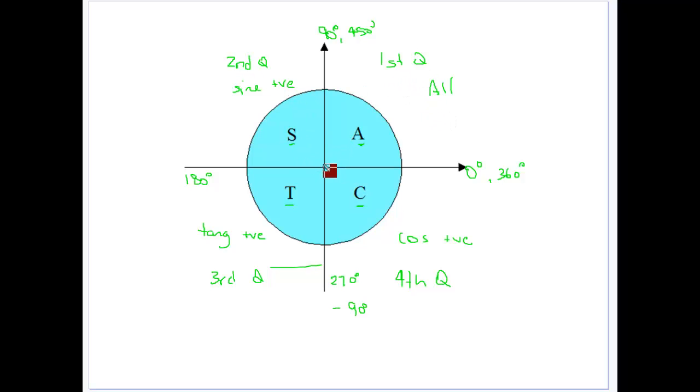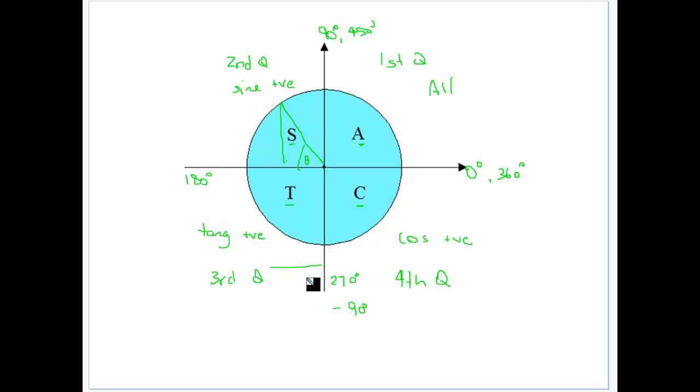And then in the second quadrant, because we have a negative x value and a positive y value, sine will be positive. Remember, we're taking the triangle here, so the opposite is positive and the adjacent is negative, so we're going to have negative cosine and negative tangent because of the negative x value. So in the second quadrant, only sine is positive.